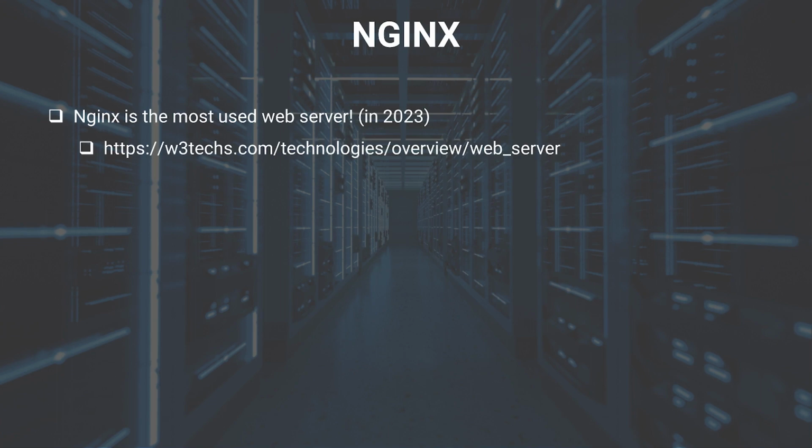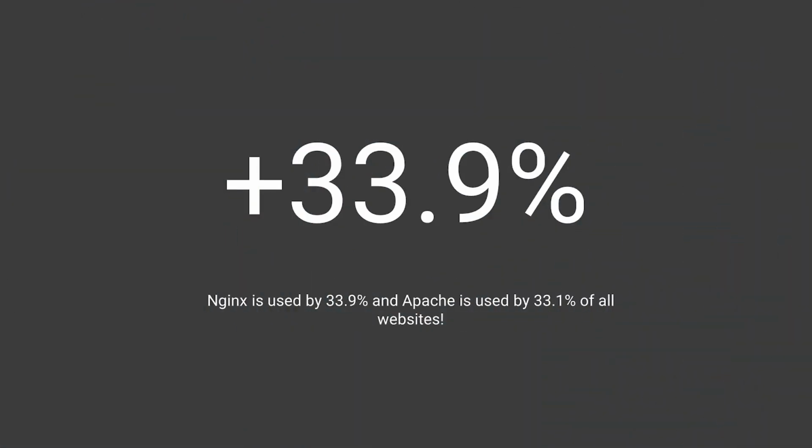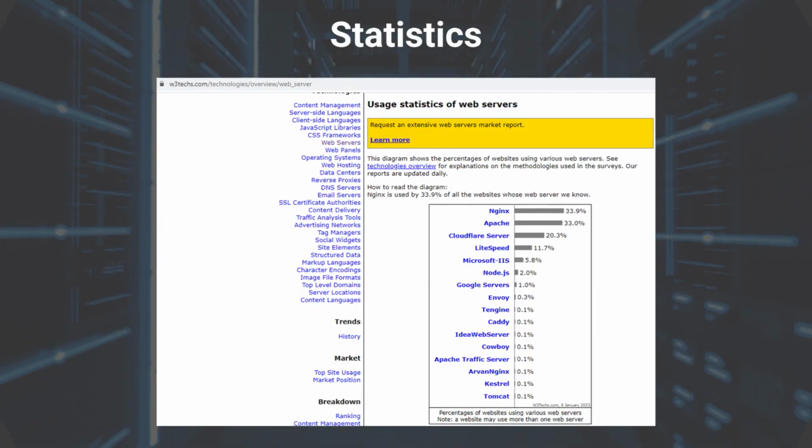Nginx is the most used web server according to w3techs.com, and more than 33.9% of all websites are using Nginx as their web server. In this chart, you can see the other popular web servers. These statistics are based on the time that I'm recording this video, which is January 2023.